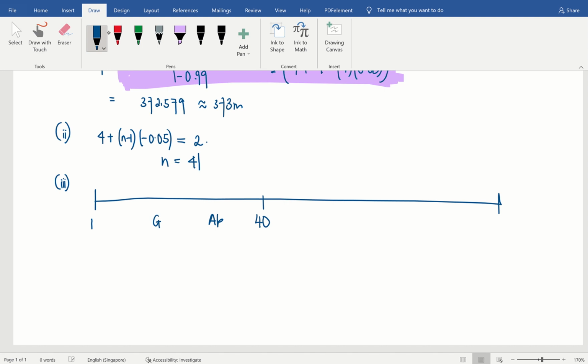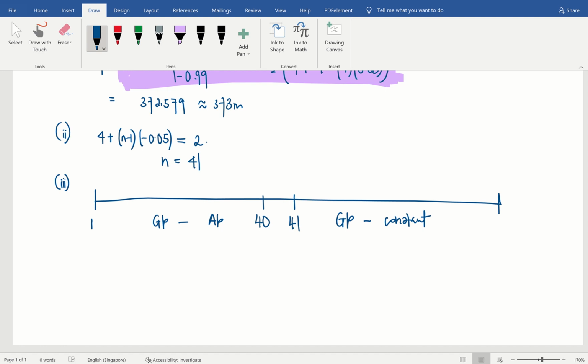Correct? So it's like GP minus 5 by AP. Yeah. But from the 41st minute onwards, Carol is still doing the GP, but the waves is constant now at 2 meters per minute. You see the difference? So you've got to split it up.